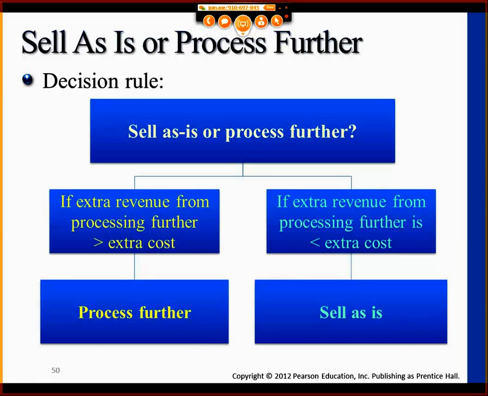So what is our decision rule here? Are we going to sell as is or are we going to process it further? Here we need to look at what is the extra cost, that third line, and compare it to one of the first two. So if extra revenue for processing further is greater than extra cost, then we're going to process further. And if extra revenue from processing further is less than extra cost, then we're just going to sell it as is. We will not process it further. Right? That's the decision we made intuitively, but that's the decision rule here.